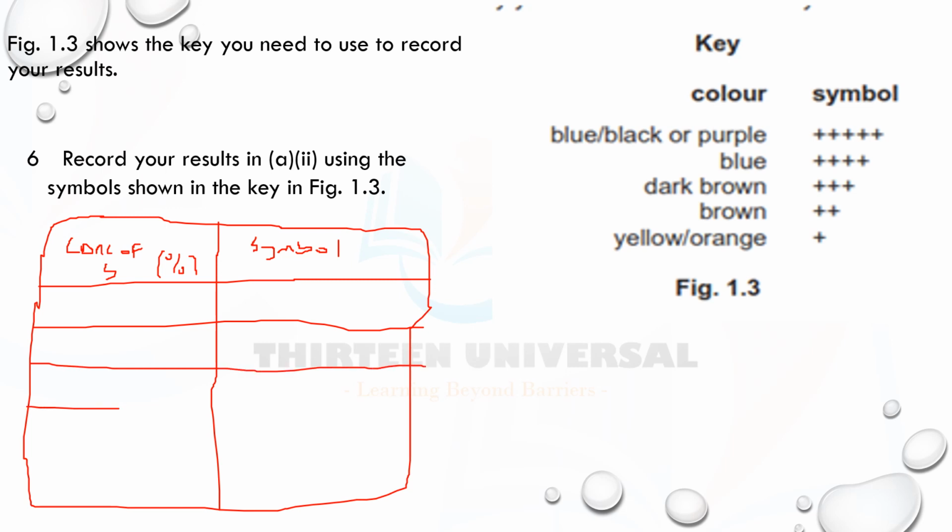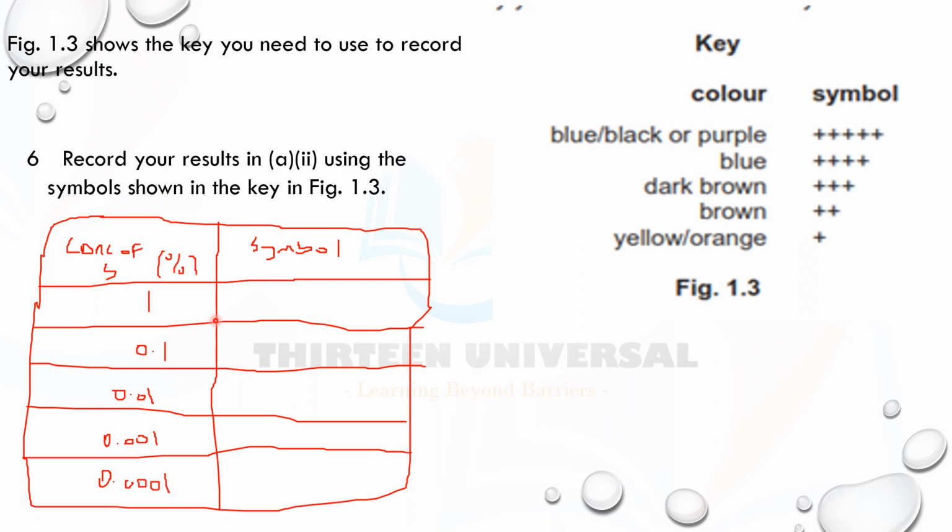Record the symbols. So you have to draw cells like this. All of these are very important if you're going to get your marks. So this is 1, this is 0.1, that is 0.01, 0.001. These are different concentrations you are going to test for the color change using iodine solution. You write the symbols there.